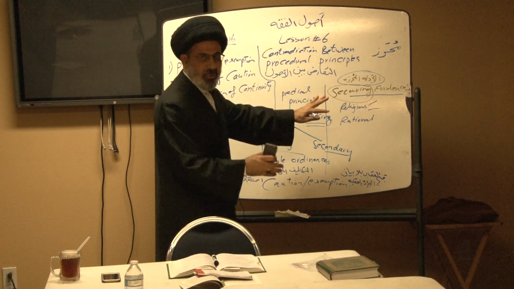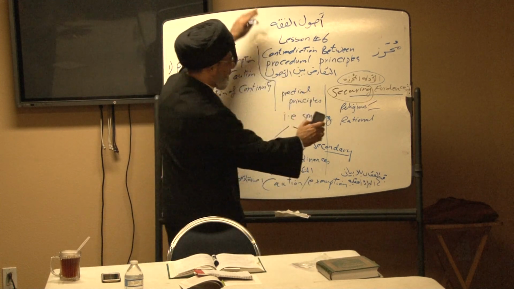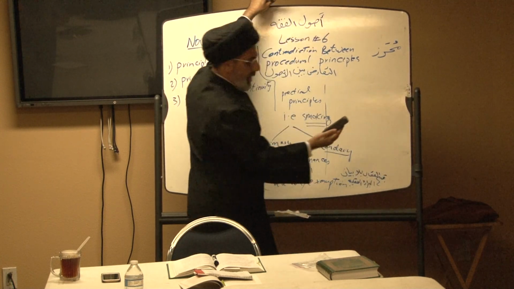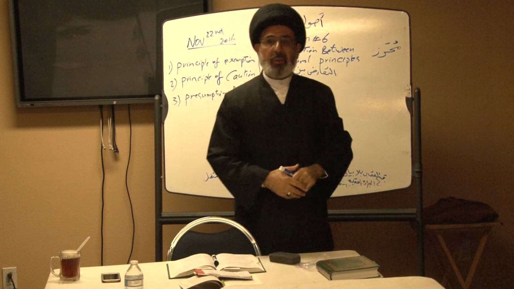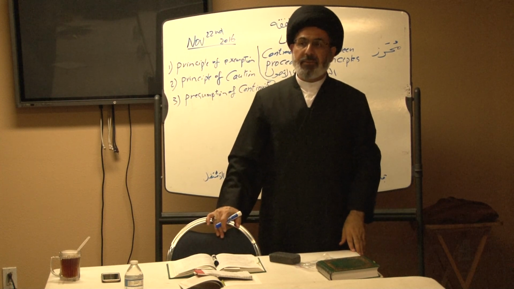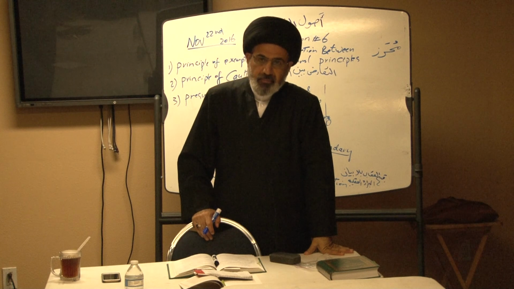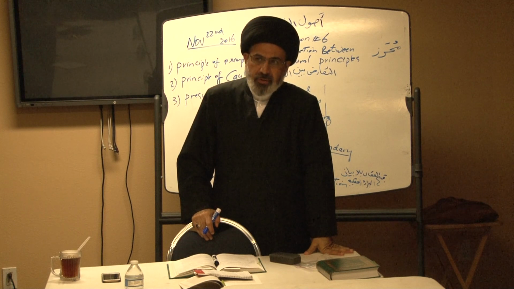I'll delete this to make it less crowded because we finished with the securing evidence. Now, if the jurist could not find a securing evidence, he resorts to what?